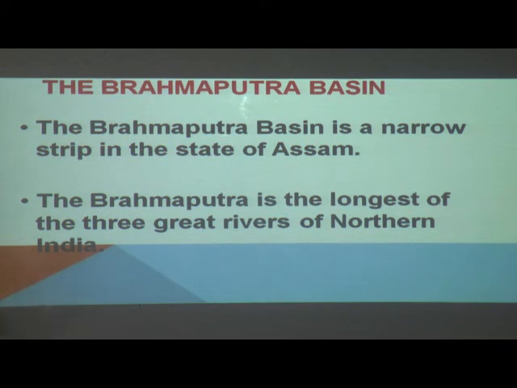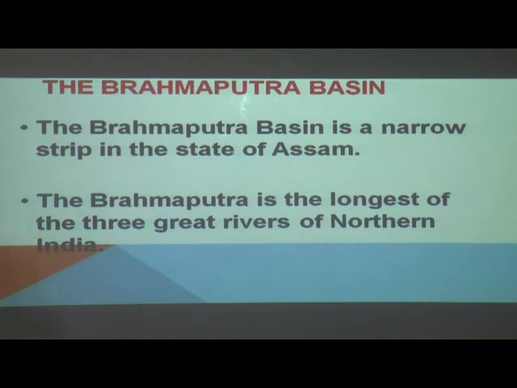First we have studied about the Sutlej Basin, Ganga Basin. Now here Brahmaputra Basin, correct? Now Brahmaputra, what is it? A narrow strip, narrow, big and strong, in the east of Assam. Okay, now Brahmaputra is the longest of the three great rivers of northern India. We have three, Sutlej, Ganga and Brahmaputra. Among the three, which is the biggest here?